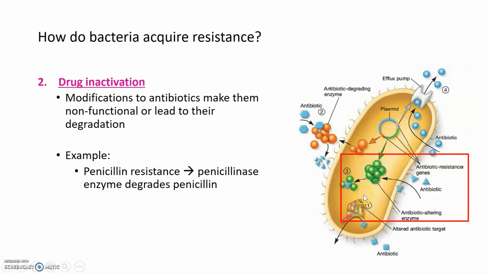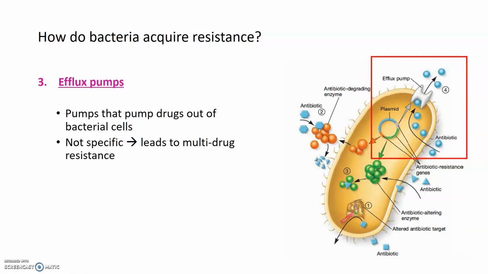Alternatively, you can have a plasmid for antibiotic resistance that encodes an enzyme that just alters or changes the antibiotic. It might do this by adding a functional group like a phosphate group or an acetyl group to this chemical antibiotic compound and basically render it non-functional. Maybe it makes it unable to bind to its original target. That's another mechanism of drug inactivation that can make bacteria resistant to antibiotics.